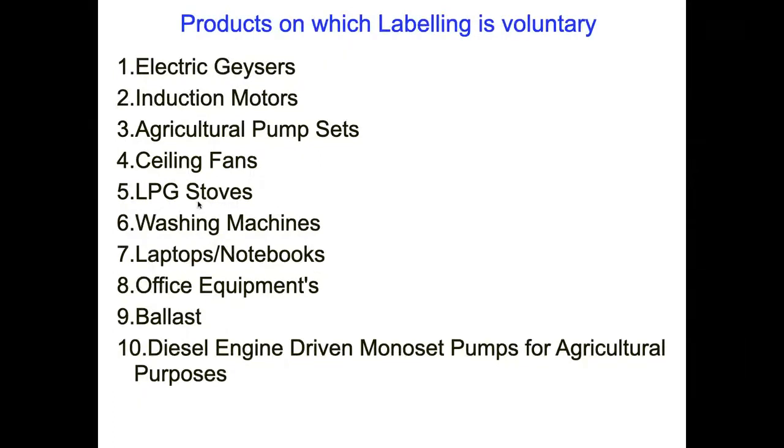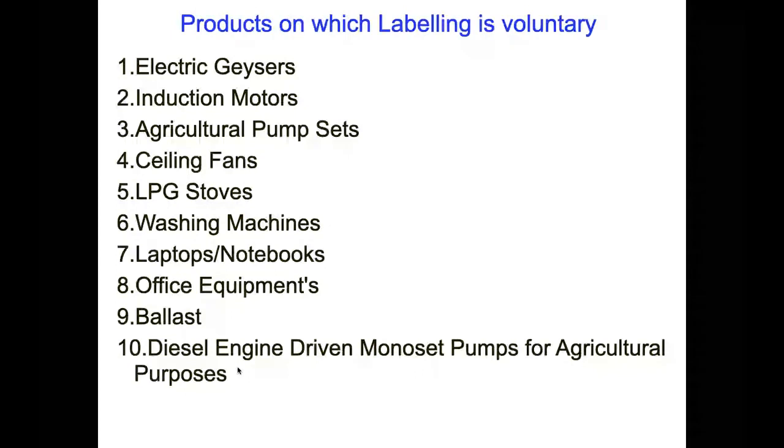And the ceiling fans, LPG stoves, washing machines, right? And even laptops and notebooks, office equipment, ballasts, and diesel engine driven monoset pumps for agriculture purposes. Some others are solid state inverters and diesel generators, right? They might be used in industry or at home, in the bigger homes, the joint families over there.